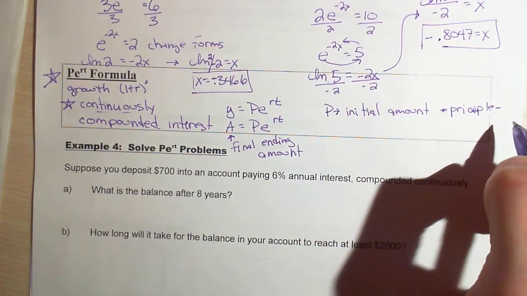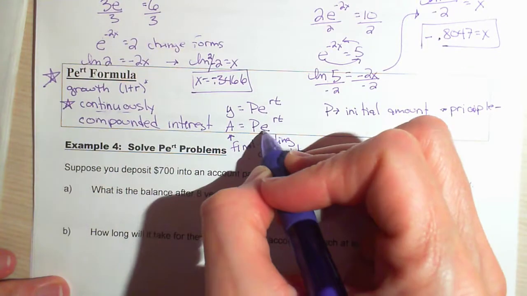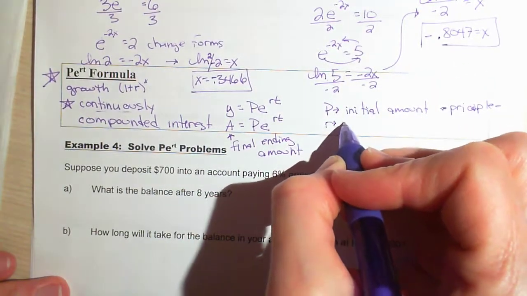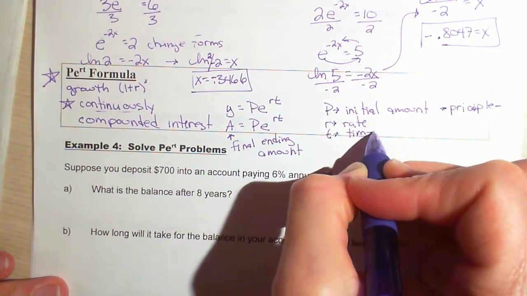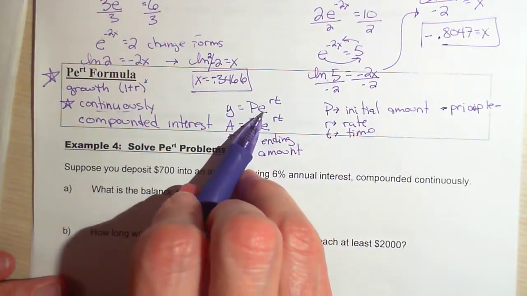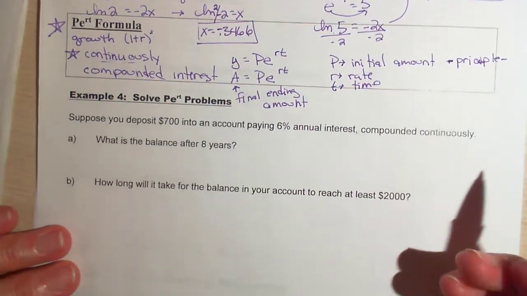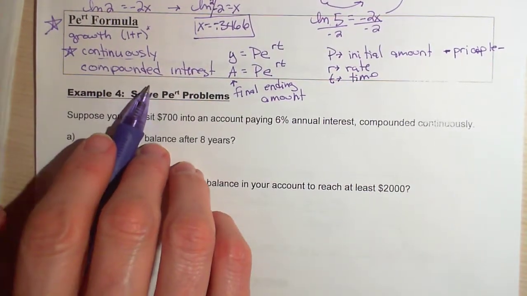E is the E, the one we learned about up there, R is your rate, and T is your time. So it's your initial amount times E to the exponent of rate times time. You'll just hear people refer to it as PERT. And you have to have the continuous compounding happen.